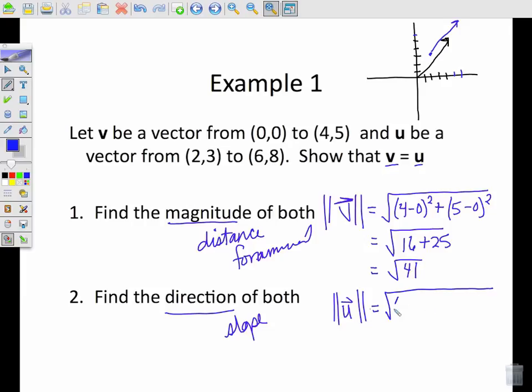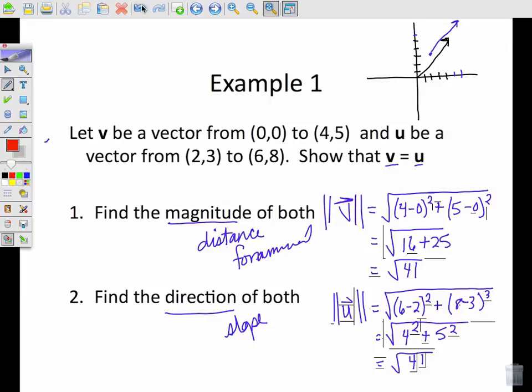Let's find the magnitude of vector u now. Square root of 6 minus 2 squared plus 8 minus 3 squared. You can see here we're going to get the same numbers, 4 squared plus 5 squared. So this equals the square root of 41. So what we've shown so far is they have the same magnitude.